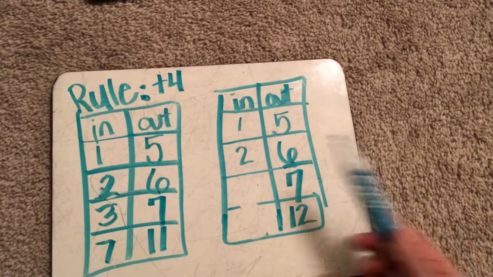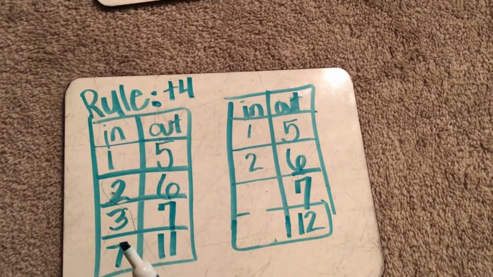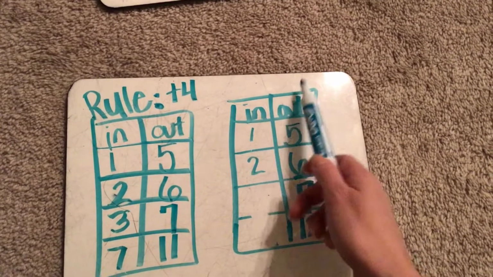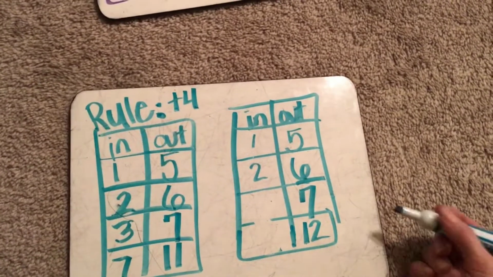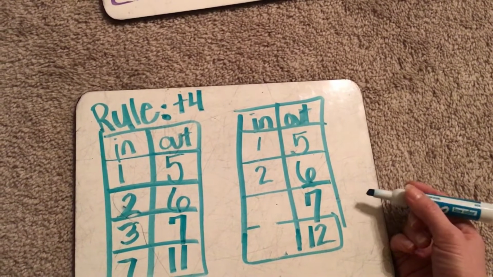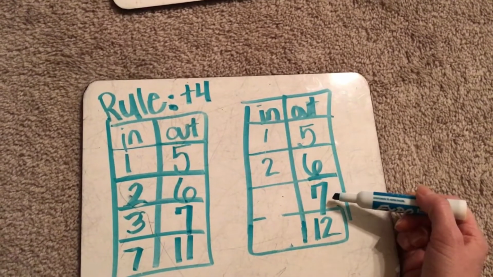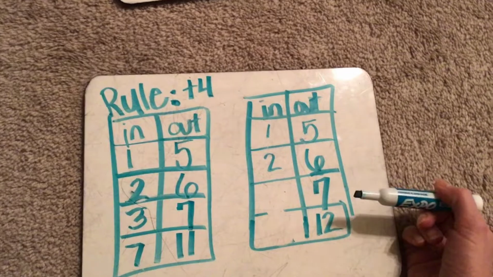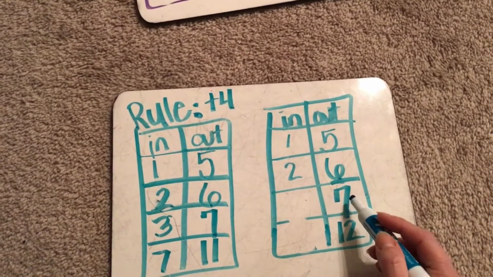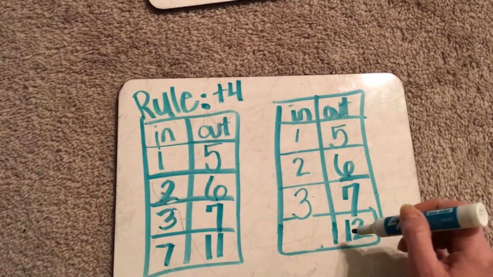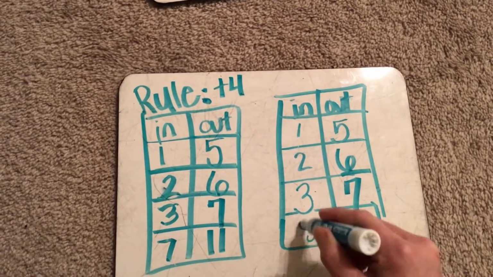What would I do? Would I be adding 4? Well, if I'm putting that number in, yes, I would be adding 4. So my rule stays the same. However, I've got to figure out what these ins were. So to find that, I need to subtract 4. I need to do the opposite operation. So 7 minus 4 is 3, and 12 minus 4 is, that's right, 8.